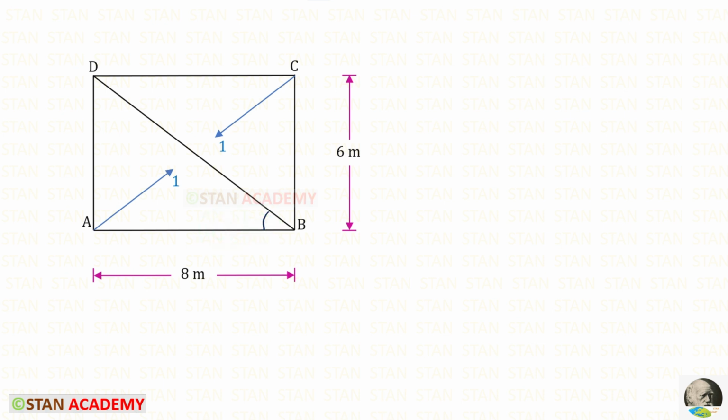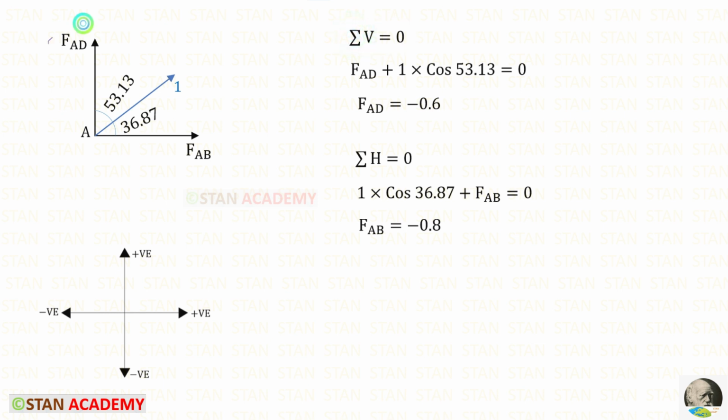We have calculated this angle as 36.87. So this angle also should be 36.87. And this angle will be 90 minus 36.87, so it will be 53.13. Let us take the joint A and find the member forces. Let us apply this rule. FAD is acting upwards, so it will be positive. We have to resolve the unit force in the vertical direction. To keep it vertical, we need this angle 53.13. So with the unit force, we have to multiply cos 53.13. For FAD, we will get minus 0.6.